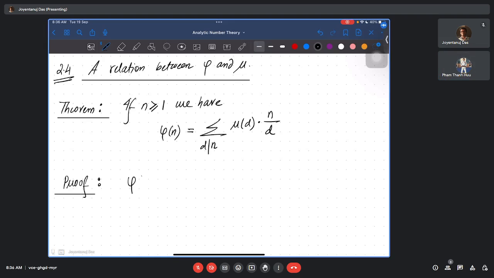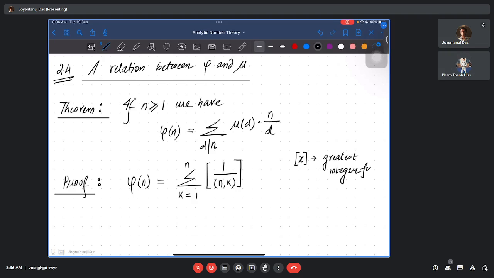Phi of n we can write like this. This is also summation k equals 1 to n of this thing. So this is the greatest integer function, right? This box of x. So this is the greatest integer function.